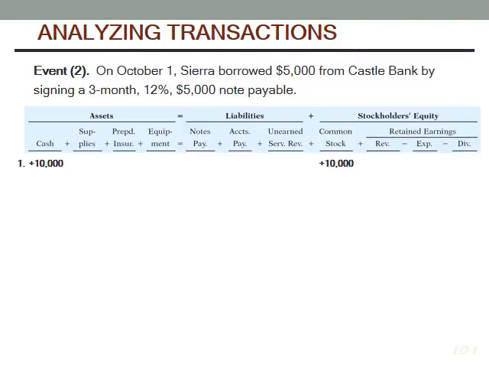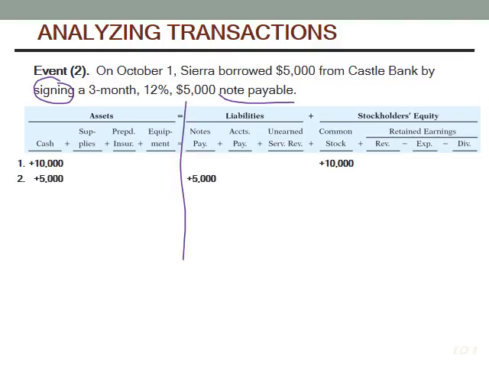Transaction number 2. On October 1, Sierra, the company, borrowed $5,000 cash from Castle Bank by signing a 3-month, 12%, $5,000 note payable. So ask yourself, what happened to cash here? Cash increased, right? What's the other side? Sierra signed. So anytime we're signing something, that's a note, and it tells us it's a note payable. Okay, so our note payable went up by $5,000.